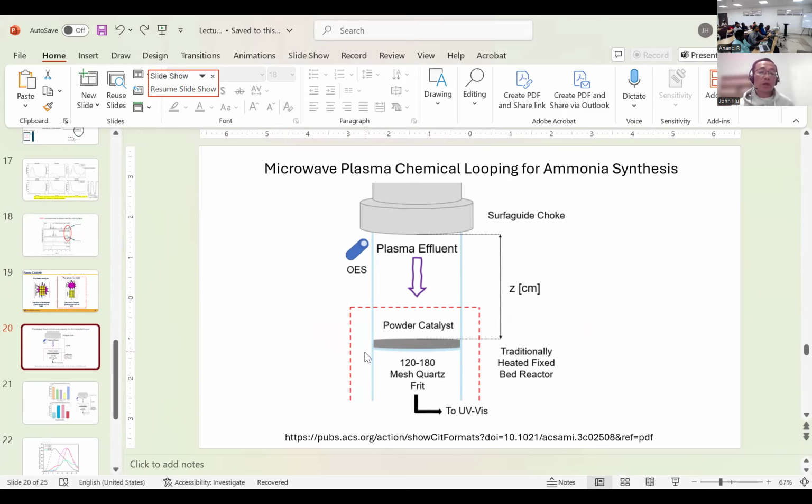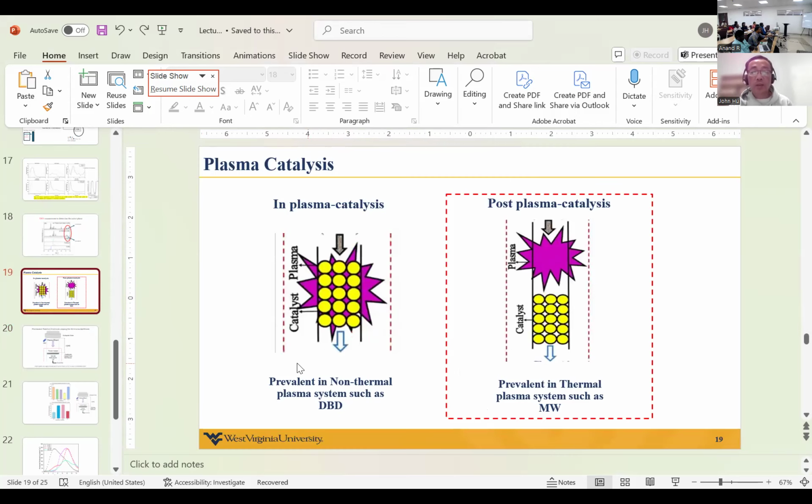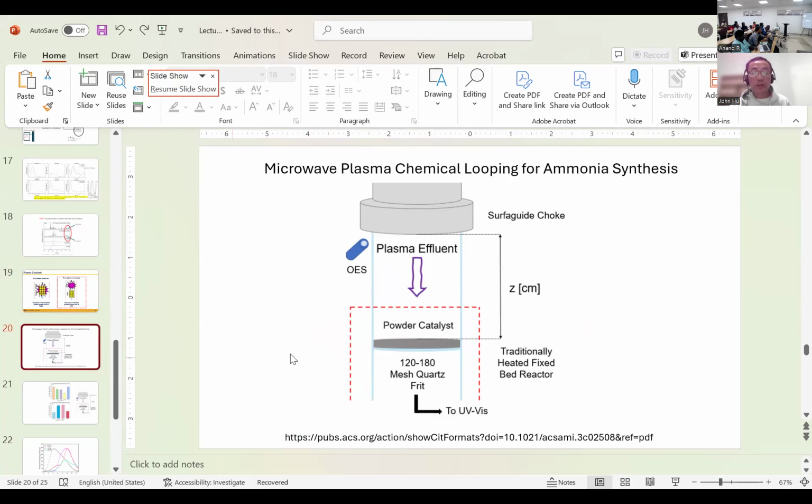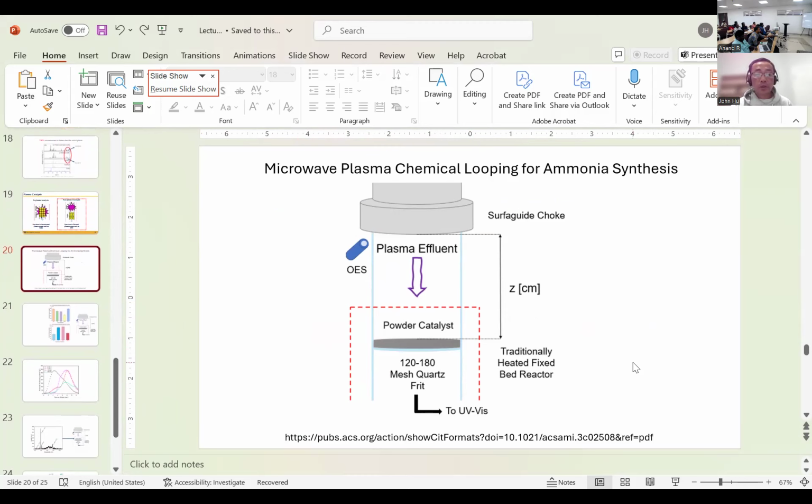Otherwise, if you don't have enough concentration of plasma, it may recombine or the plasma may die before it lands on the catalyst. That means it's not plasma catalysis. So the OES, this instrument, is really the key to see how the plasma is generated and how the plasma lands on the catalyst surface. It's very important because you want to see plasma chemistry rather than just thermal heating or microwave heating. Okay. So this is the experimental setup, and you can read about it in the paper I sent to you.